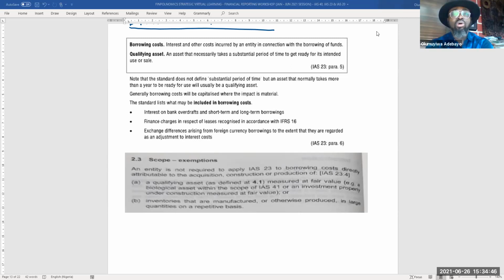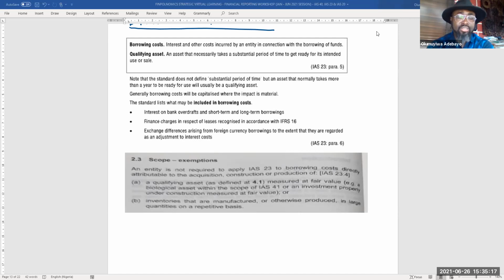Okay, now what we are trying to say is this. Before you apply any standard, you must understand that there's no standard that is exhaustive, like it addresses every situation. No. Each standard addresses a defined and peculiar situation. Now, what IAS 23 tends to address is the exception to the general rule of expensing borrowing costs.